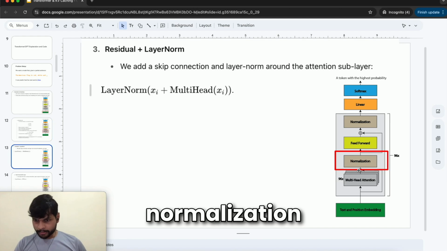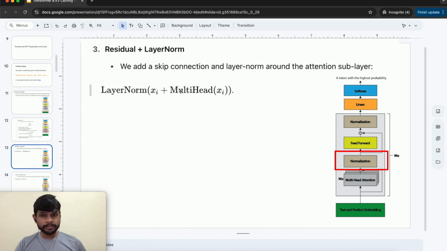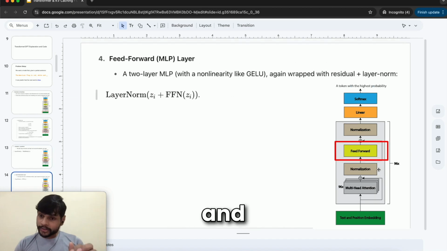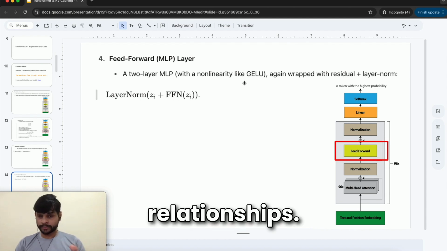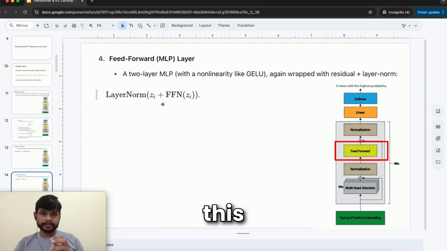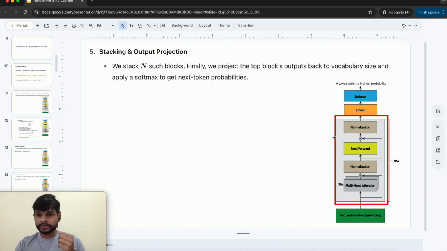Next comes a normalization step where we get the output from the multi-head attention layer, and we also add the original vector so that the originality is not lost. And then we do a normalization step afterwards. After that only, we feed it to a feed-forward neural network or a multi-layer perceptron layer, which also has some non-linearity to capture complex relationships. And here also we do this addition of the original vector as well as a normalization step. This whole thing is one transformer block, and we stack n such blocks. Okay, n is a parameter you can choose.